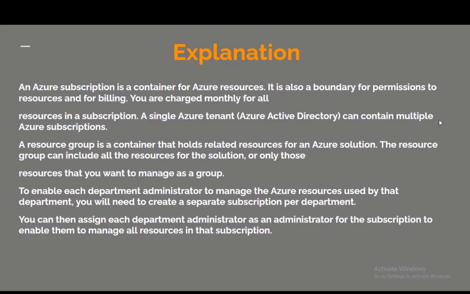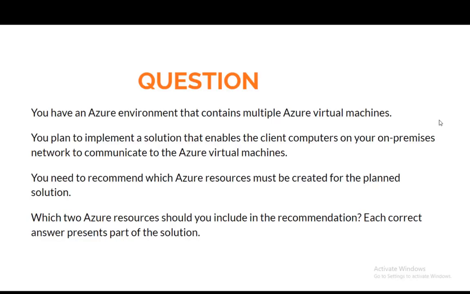You have an Azure environment that contains multiple Azure virtual machines. You plan to implement a solution that enables the client computers on your on-premises network to communicate to the Azure virtual machines. You need to recommend which Azure resources must be created for the planned solution. Which two Azure resources should you include in the recommendation? Each correct answer presents part of the solution. Note: each correct selection is worth 1 point.